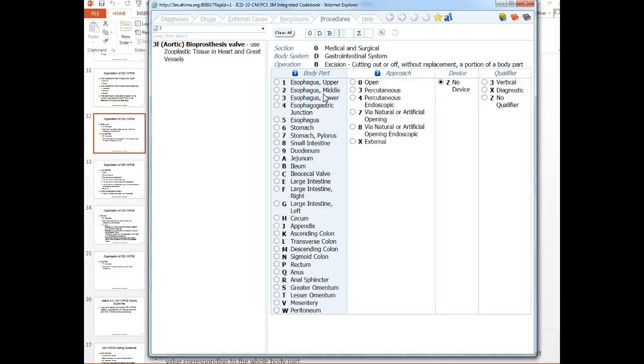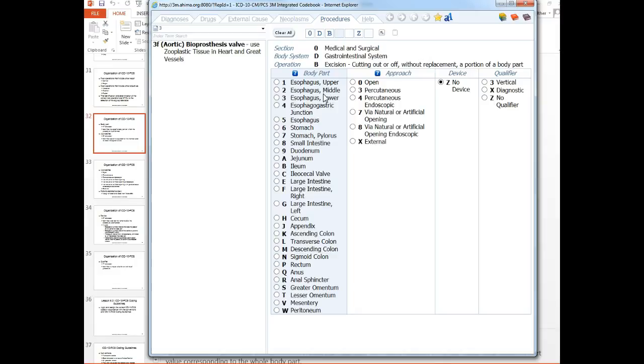If a procedure is performed on a portion of a body part that doesn't have its own body part value, then you're going to code the body part value that corresponds to the whole body part. For instance, if the prefix peri is used, as in perirenal, you're going to choose the kidney body part. Now, if there's a branch of a body part that doesn't have its own body part, then you code it to the closest proximal branch of that specific body part value.